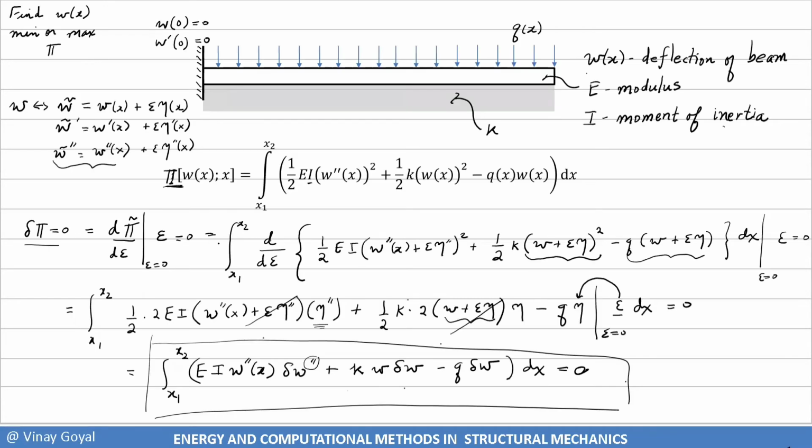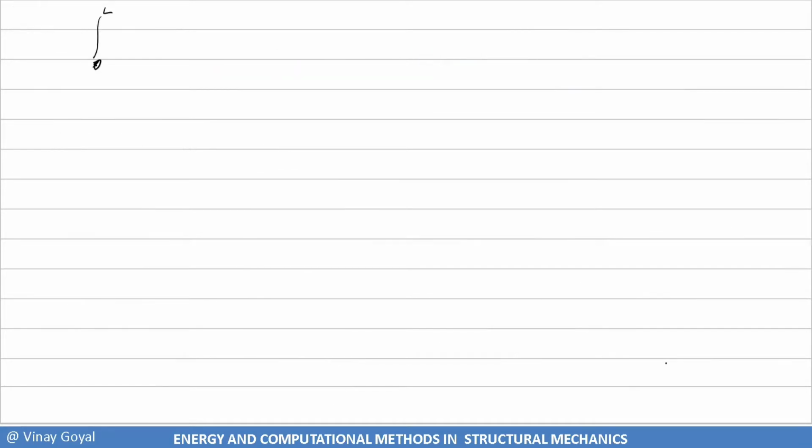And so the length, so I've been using x1 and x2, but say that this is at x equals 0 here, and this is at x equals L. And just to simplify it, to make it nicer, so they have EI W double prime of x del W double prime, plus K W del W, minus Q del W, dx equals 0. That's the first, this came from the first version of pi equals 0. And I showed you how to get there.